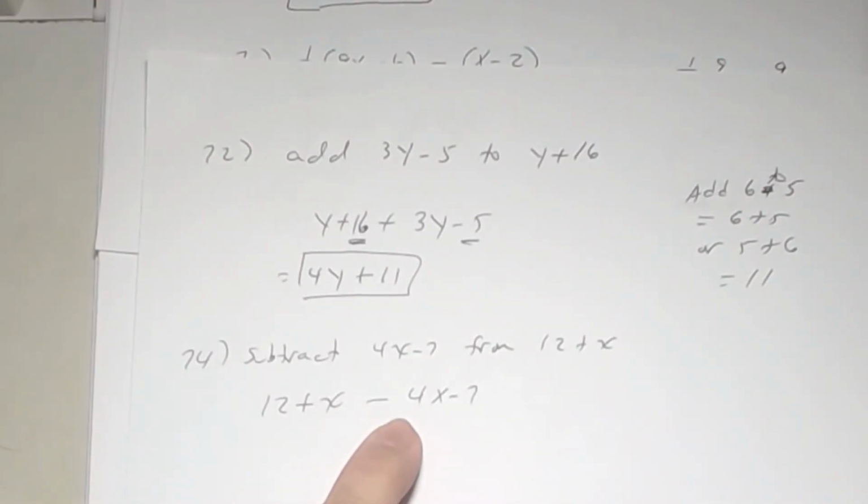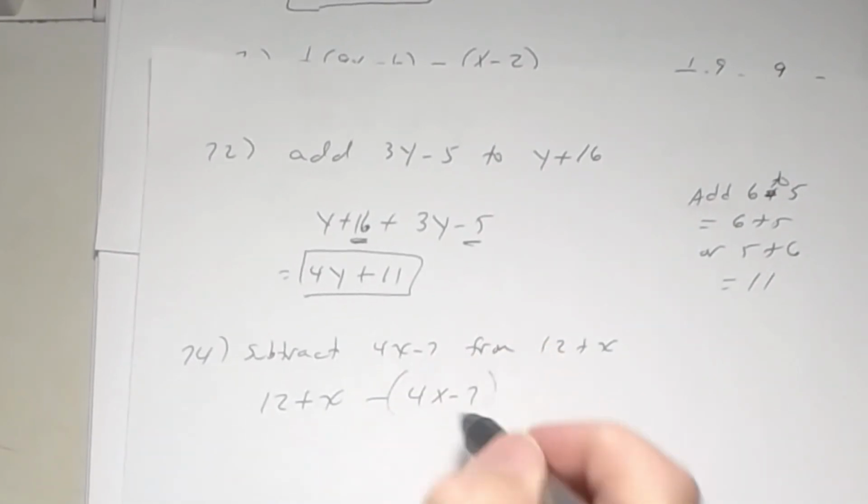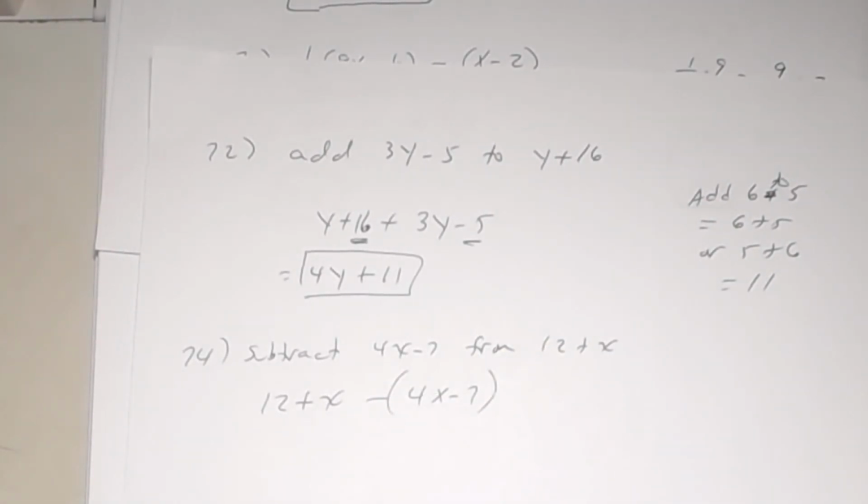I need to be subtracting what? 4x minus 7. So hence you got to put this in parentheses. You have to put that in parentheses. You're subtracting all of it. Not just one part, but all of it. And so that it looks like some problems we had earlier. All right, so don't forget that. So a lot of you forget the parentheses. So you got to put that in parentheses.